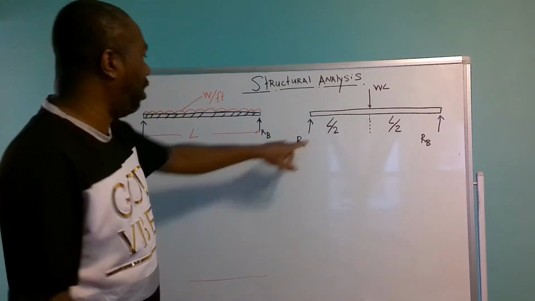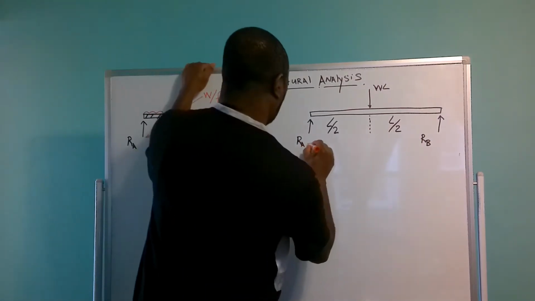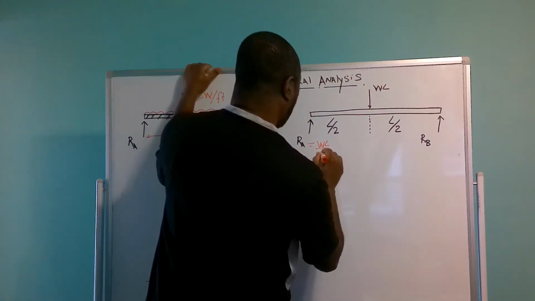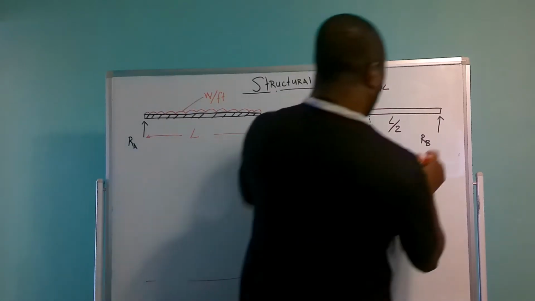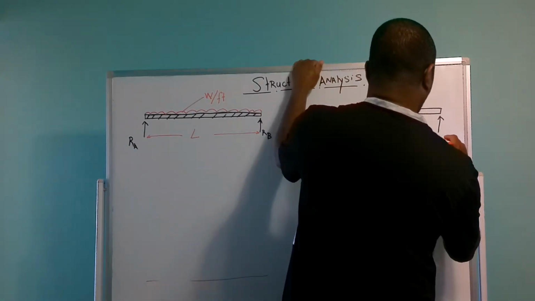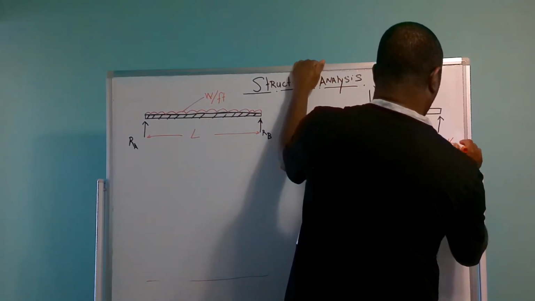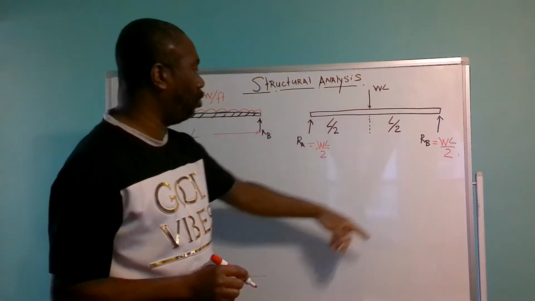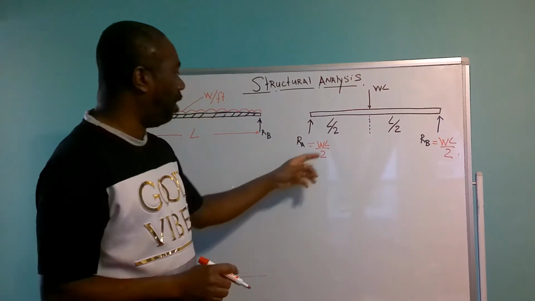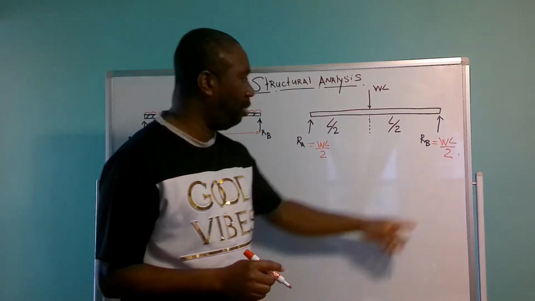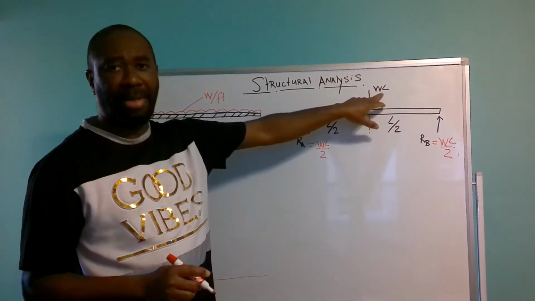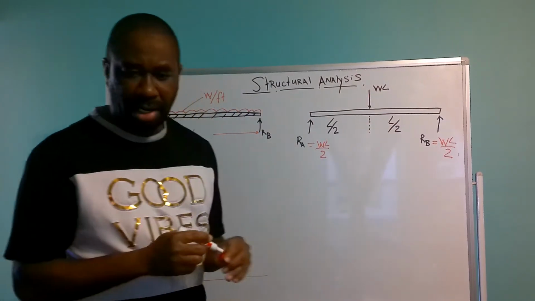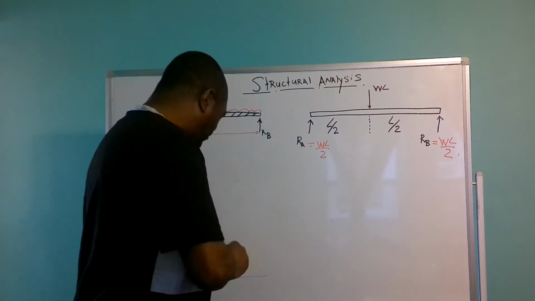So the reaction here is going to equal WL over 2, which is a half, and the reaction at B is also going to equal WL over 2. And if you add WL over 2 plus WL over 2, you're going to come back to WL. Just let me give you a quick example of that.